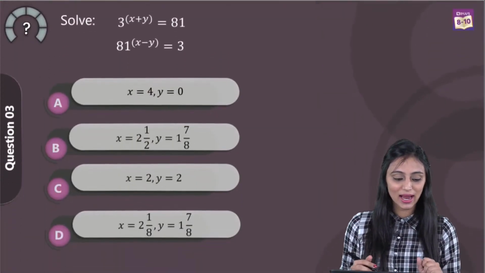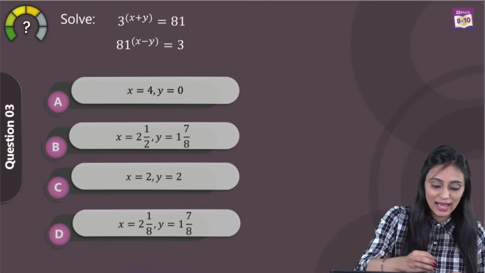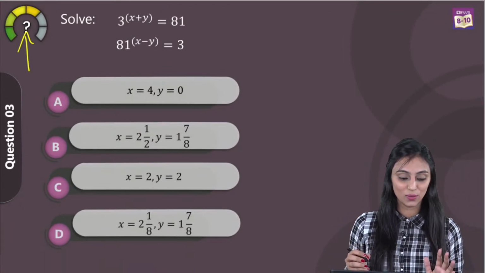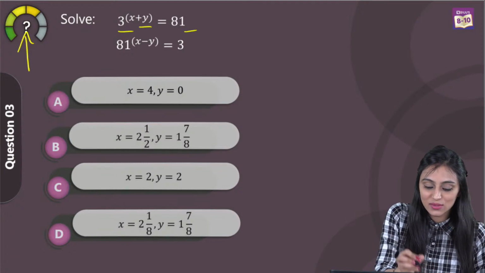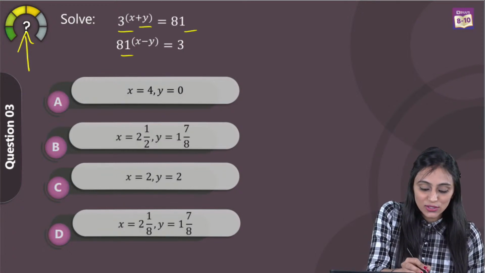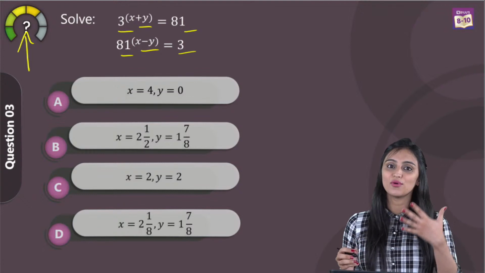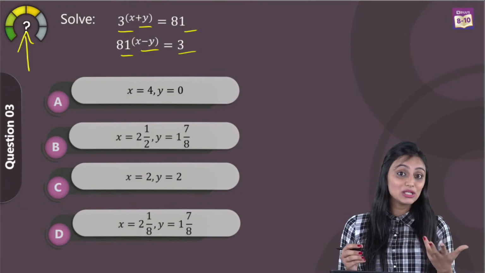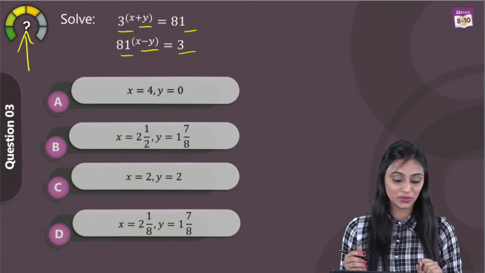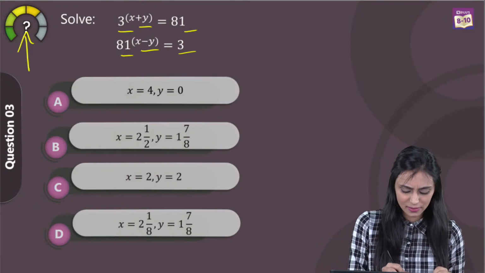Alright, so let's take a look at the next one, which is question number 3, and this is also a moderate level one. So we have 3 to the power (x plus y) equals 81, 81 to the power (x minus y) equals 3, and 4 options we have here. Basically, we need to find out the value of x and y from here. So you tell me, how do I solve this?